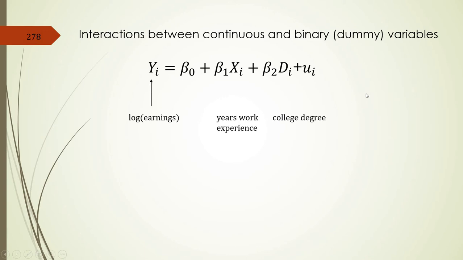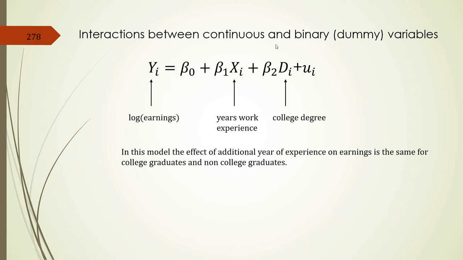The next case is when we have an interaction between a continuous and a binary variable. So for example, we have earnings again. We have years of work experience, a continuous variable expressed in years. And we have college degree as a dummy variable: 1 if someone has a college degree, 0 if he doesn't. In this model, the effect of an additional year of experience on earnings is the same for college graduates and non-college graduates. If we don't have multicollinearity, we will get the same value.